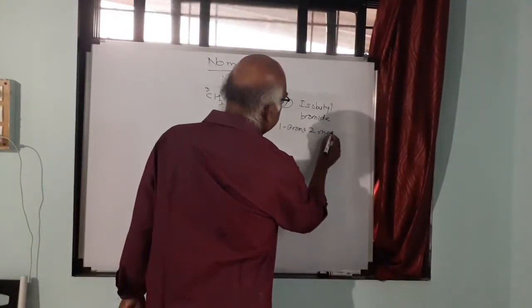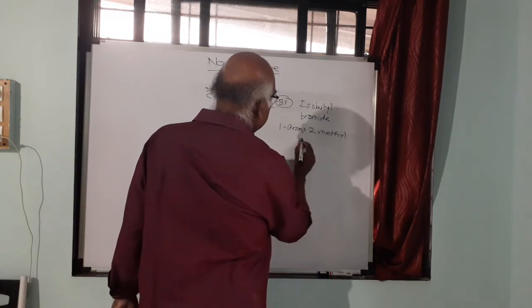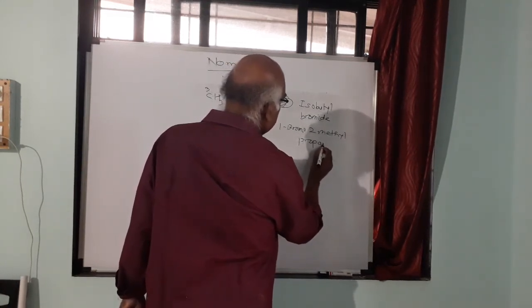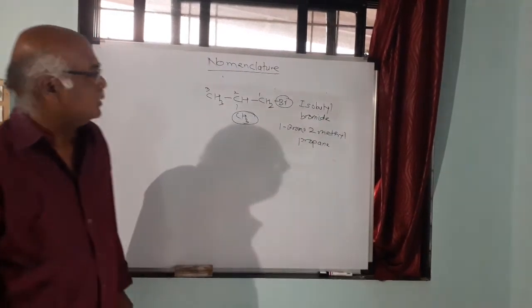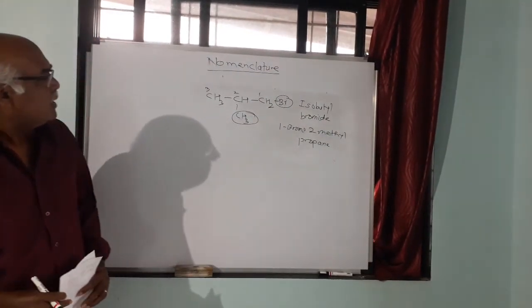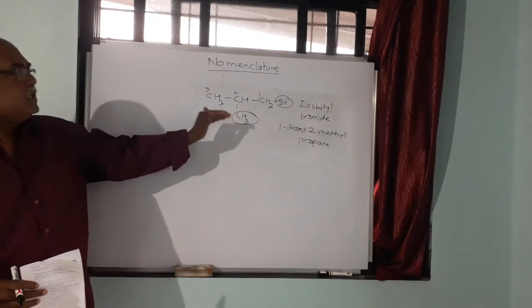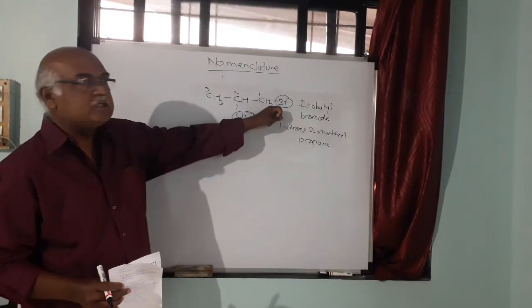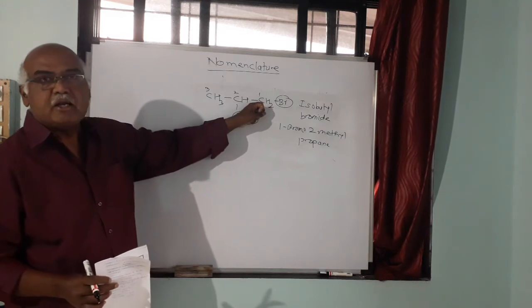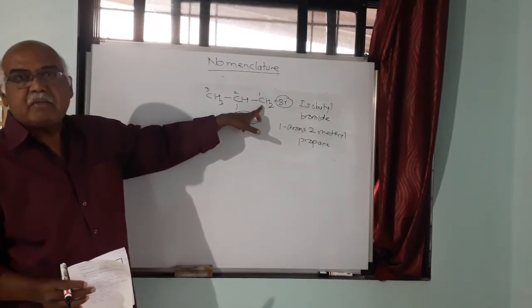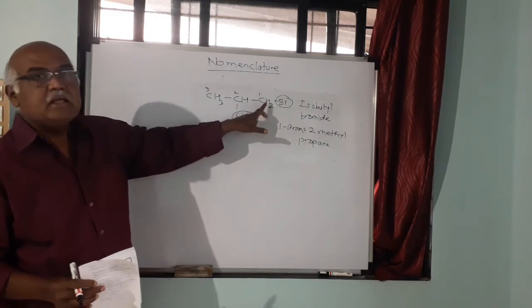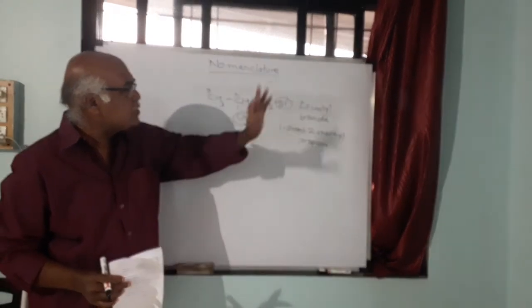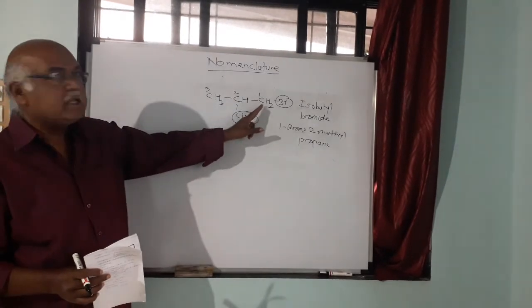So this will be 1-bromo, then 2-methyl, and the alkane is propane. 1-bromo-2-methylpropane. Now see this particular compound which I have written. It has the functional group, that is the halogen atom, and then it has the methyl group, which is attached to this particular carbon atom, and this carbon atom is a primary carbon atom. So this is a primary alkyl halide. Though the name is isobutyl bromide, this is a primary alkyl halide.